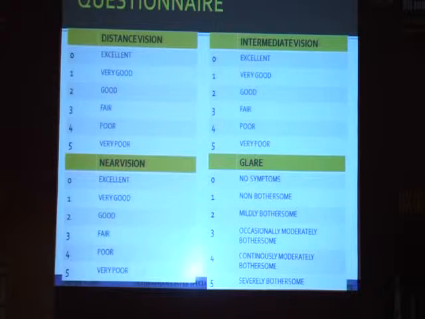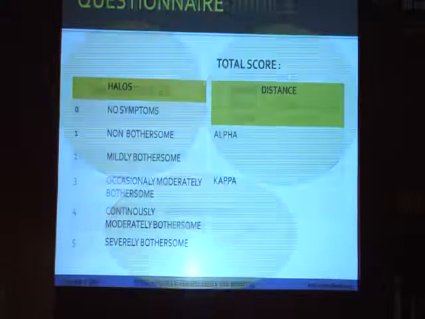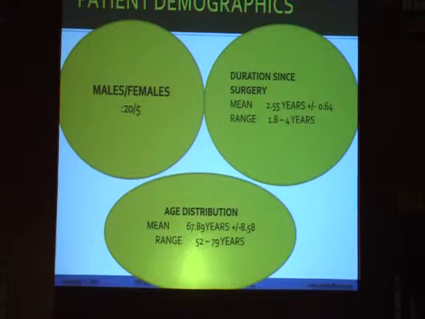Questionnaire was basically to assess the satisfaction of the patient in terms of distance vision, intermediate vision, near vision, glare, and halos. We eventually got a total score out of 25. The point to remember here is lower the score, more satisfied the patient, and higher the score, more unsatisfied the patient. Males outnumbered the females. The mean duration since surgery was 2.55 years. The mean age of the patient was 67.89 years.